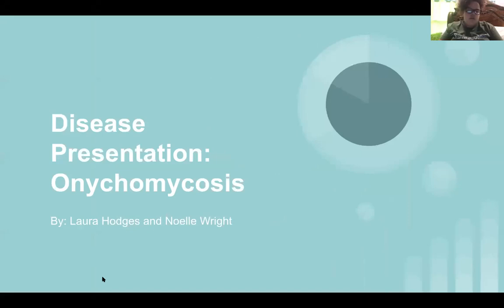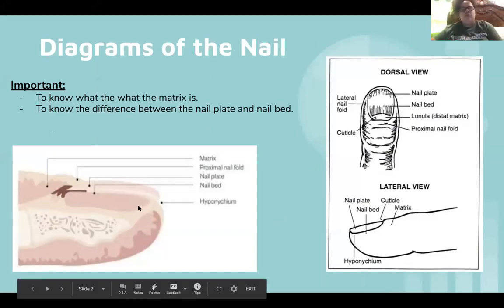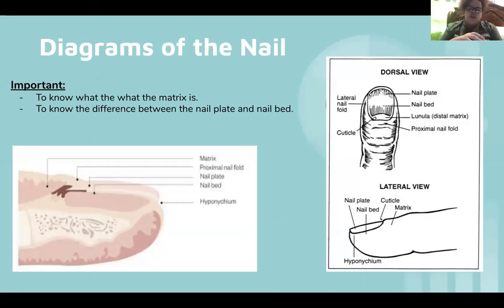There we go. Before we get started, I wanted to talk about the structure of the nail because it's important to understand the different regions that this fungal infection infects. One of them is the matrix, and in this right picture it's behind your proximal nail fold, underneath the skin. This is important because new nail cells are creating new nail that's pushing the old nail out. So if you get this infected, it will cause the rest of the nail that is growing to be infected. It's also important to know the difference between the nail plate and the nail bed because there are different types of onychomycosis. A certain type will only invade the superficial layer of the nail plate, while some will invade underneath the nail plate, which is the nail bed, and the underside of the nail plate.